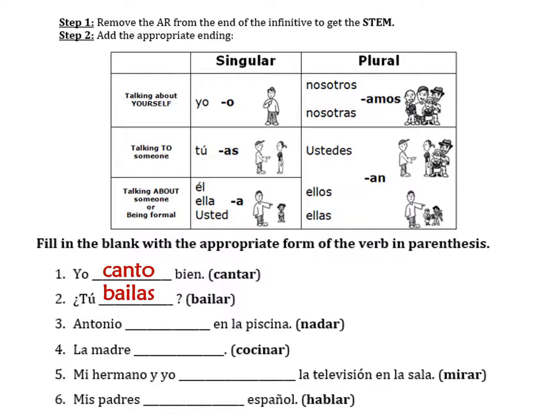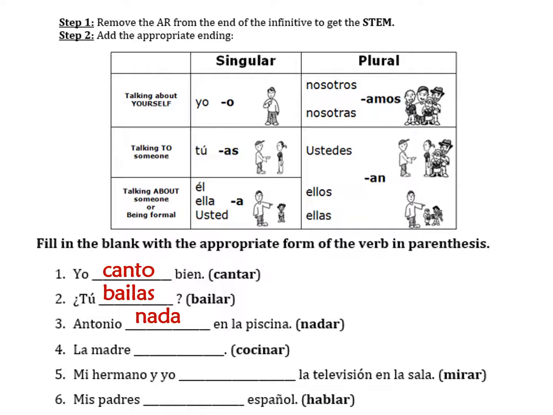Therefore, Antonio is one person. And if we referred to Antonio by any other name, we would use he or él in Spanish. So when you see a person's name and it's one person, you're going to use the él or ella form. So looking back at our blank, we have nad. Adding our él or ella form a, we now have nada. Number 3 should be Antonio nada en la piscina.